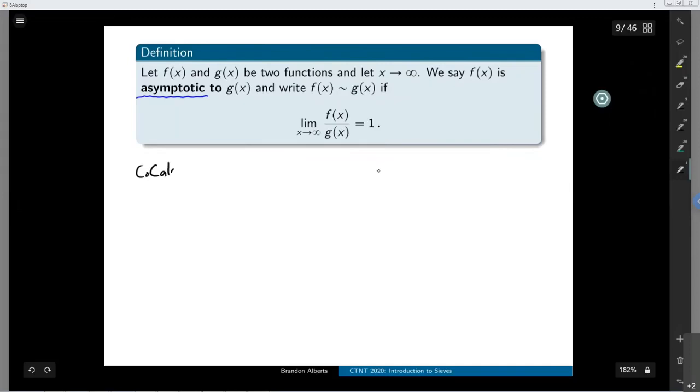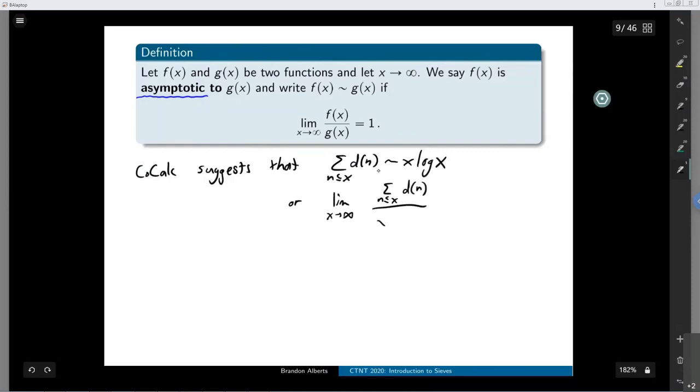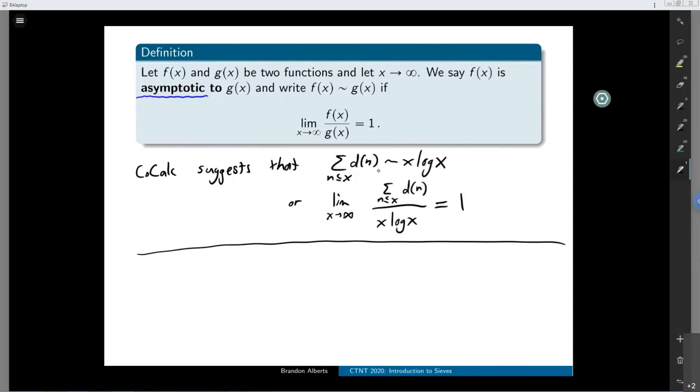So our picture in CoCalc suggests that these two functions are close. Or we can write it as limit as x goes to infinity of the sum of the number of divisors of n for n less than or equal to x divided by x log x is equal to 1. Okay. Now it'll take a little bit of buildup before we can actually prove this for the divisor function. So let's start with a simpler example.